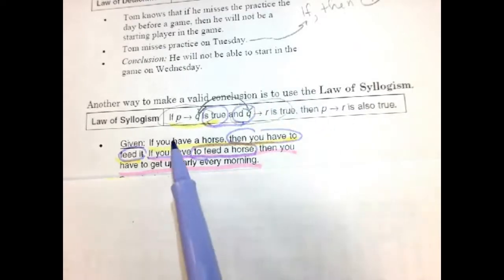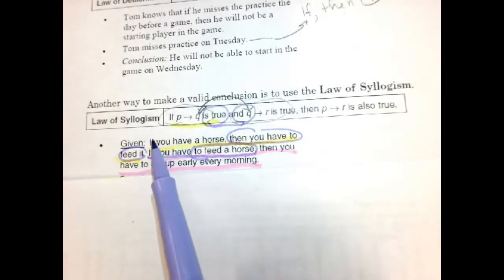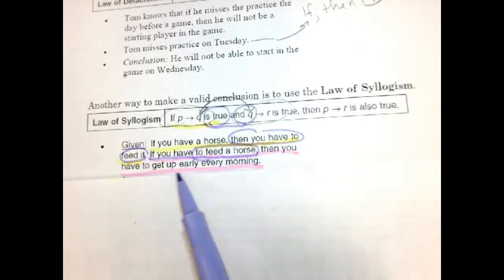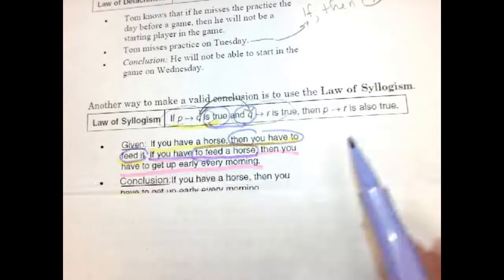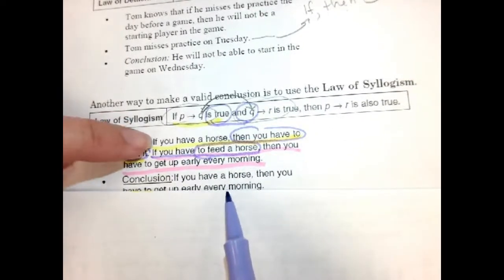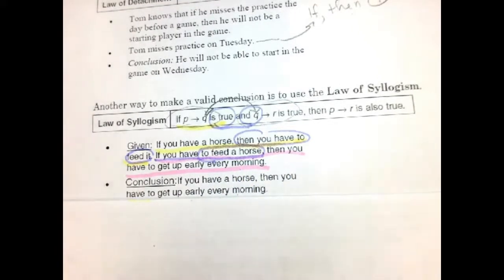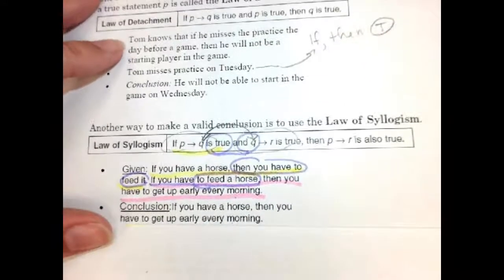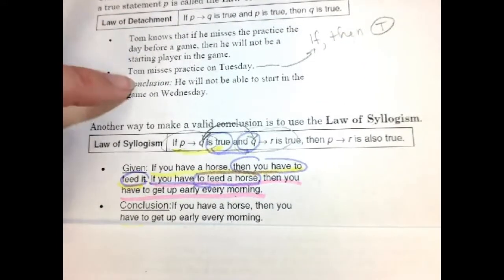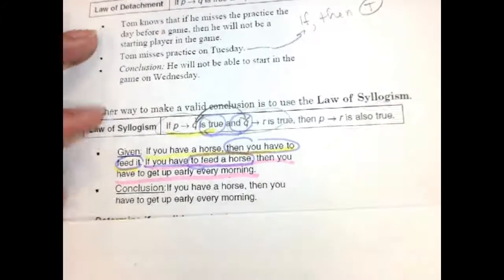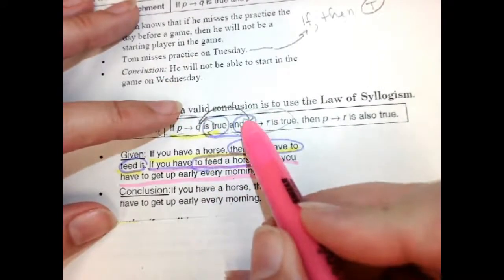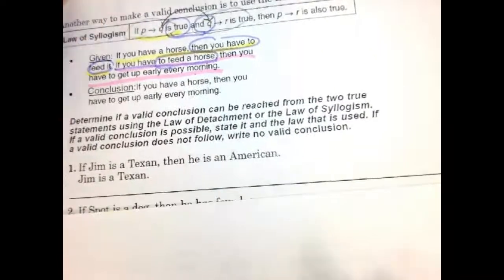So those middle parts have to match up here and here. Then I can just jump from the beginning to the end. So if you have a horse, you have to get up early every morning. So it's going from the first part to the last part. If you have a horse, that's the first part of this one, then you have to get up early in the morning. That's the last part of that one. That's how that law works. So on this one, we basically have one if-then and then a fact that goes with it. Here I have 2 if-thens, and the middle part of these has to match up. So now we're going to use these 2 rules. We're going to determine which law each one is and if it's true or not.